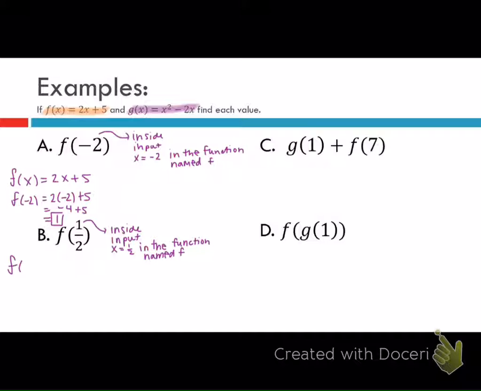So f of x equals 2x plus 5. But we're replacing x with 1/2. So what does the other side of the equation become then? Colin, what do you think the other side of the equation is going to become then?